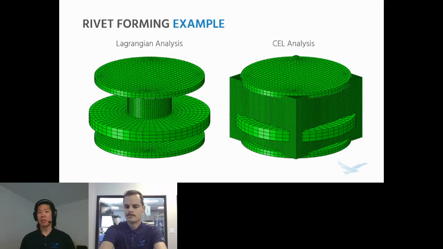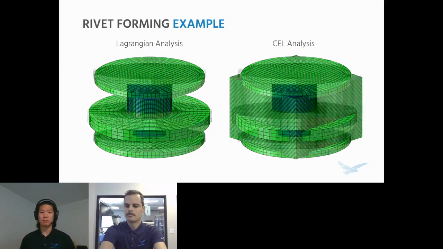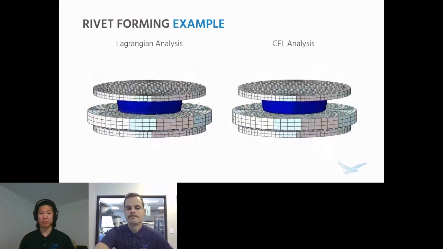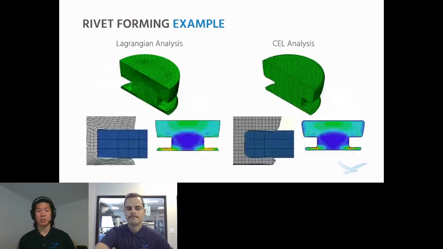One thing to note here is that the Eulerian block is quite a bit larger than the rivet. It's important that the mesh is large enough that anywhere the material might deform to is captured. That way it can flow through those elements. When we run the analysis, we get results that look pretty similar in either case. It's hard to tell them apart at first glance, but when we look into the results a little bit more closely, you will notice some differences.